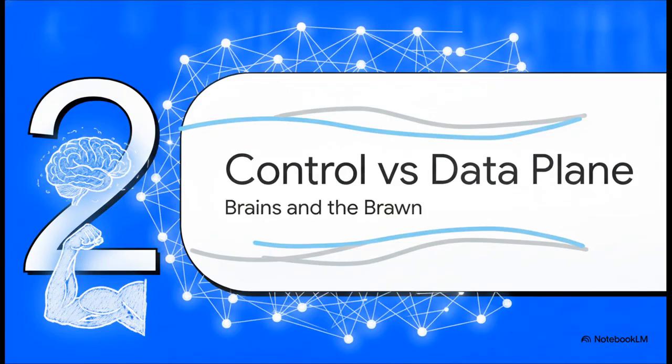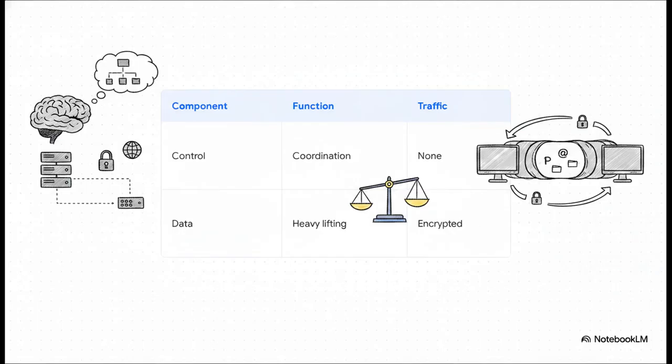Moving on to Section 2. Control versus data plane, separating the brains and the brawn. Now, what's really interesting about this architecture is how it answers a very logical question. How does TLanX actually manage to scale so efficiently without that central bottleneck? Well, it pulls it off by splitting the workload into two completely separate planes.